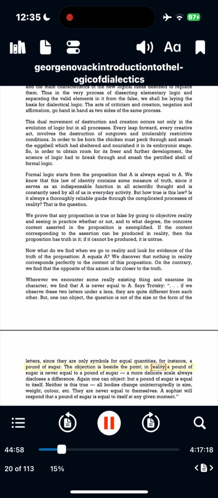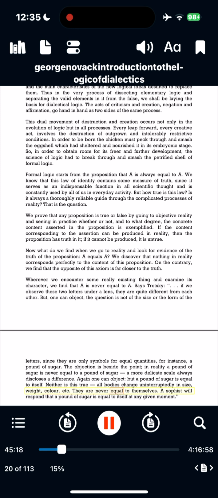In reality, a pound of sugar is never equal to a pound of sugar. A more delicate scale always discloses a difference. Again, one can object, but a pound of sugar is equal to itself. Neither is this true. All bodies change uninterruptedly in size, weight, color, etc.